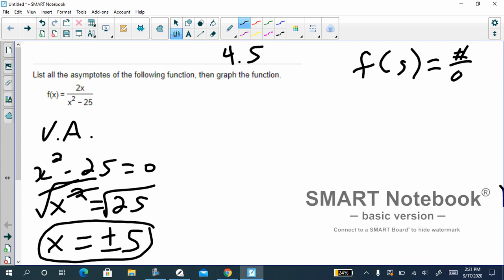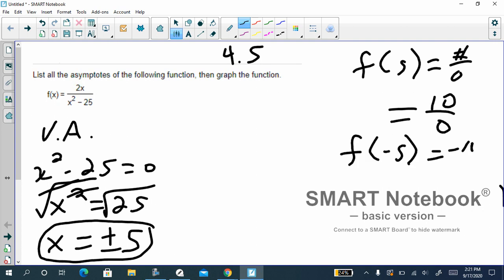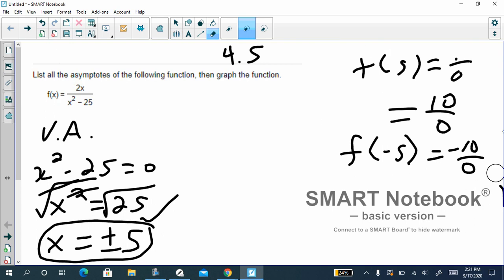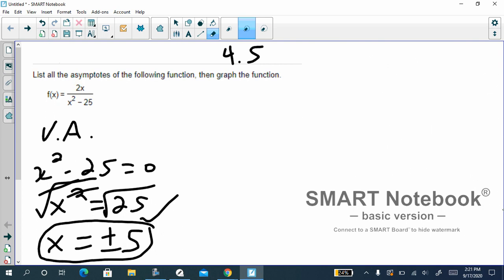If we plug a 5 in, f of 5 gives us 10 on top, 0 on bottom. If we plug negative 5 in, we get negative 10 on top, 0 on bottom. So both of those are vertical asymptotes. Now, what other kind of asymptotes could we have? So when we have a rational function, we typically have vertical asymptotes, but we could also have horizontal or oblique, or sometimes you hear obliques called slants.